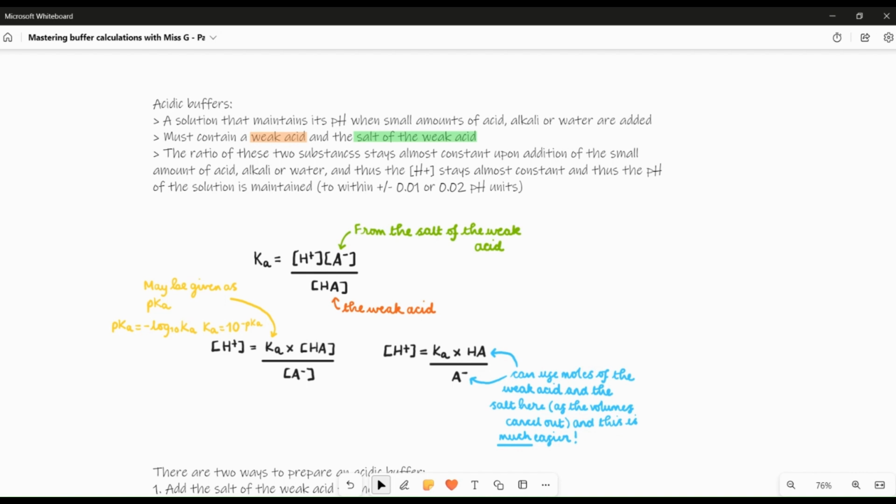I am joking, but buffers are not very well liked by lots of students.